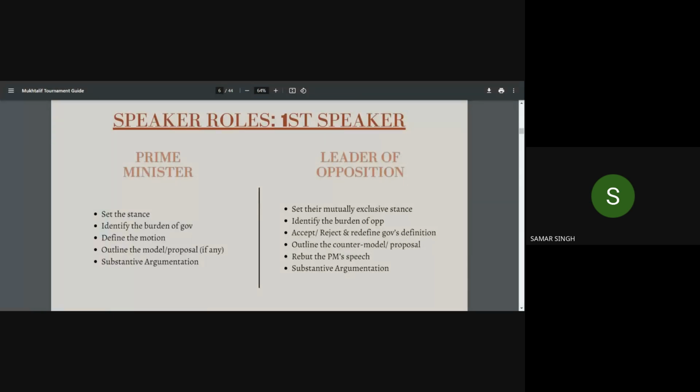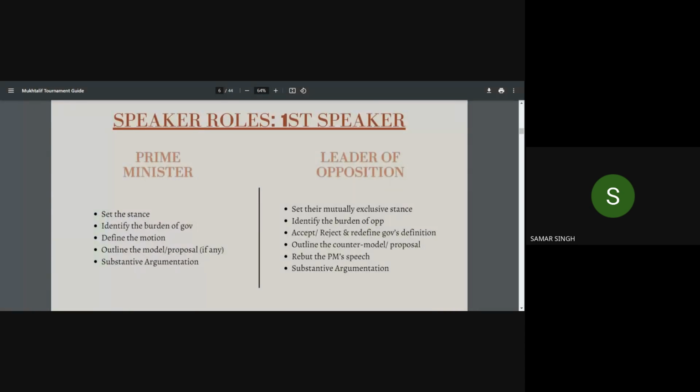So the argument is basically a reason why the judge or the audience should listen to you and should support you. That is something that the Prime Minister and Leader of Opposition can give, and should give, and at least one argument should be present by them, so that it starts the debate, so that the other team has something to engage upon.